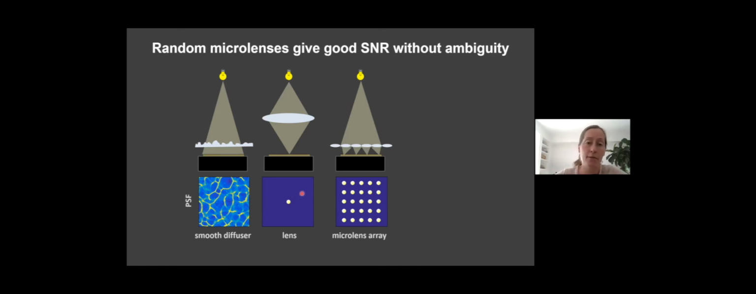So you could say, what if I use a micro lens array? Then I get good focusing. I get very black spots in between these dots. And I still get the light spread out, so I can still do these compressed sensing tricks.